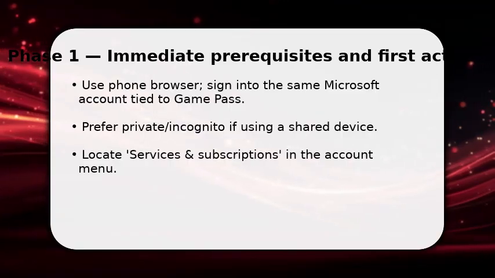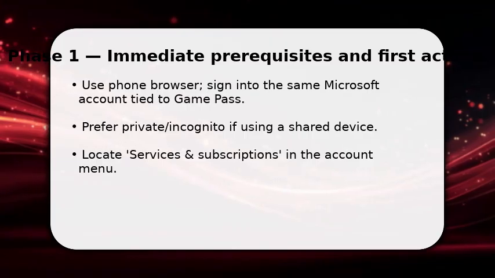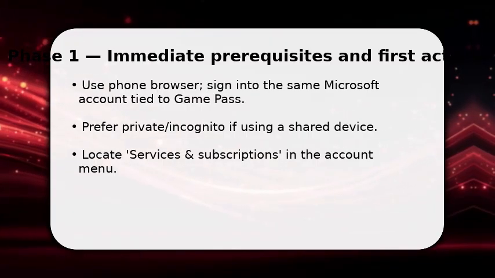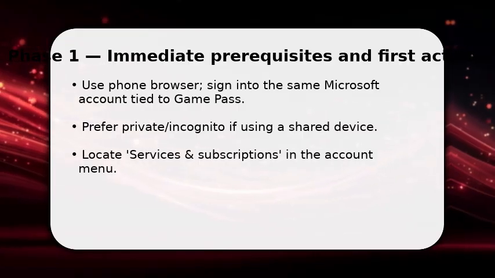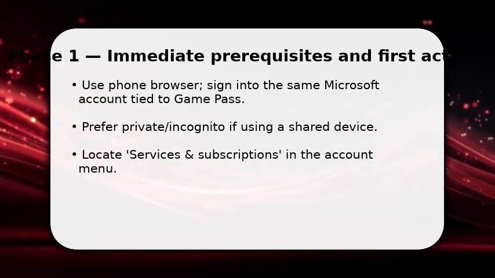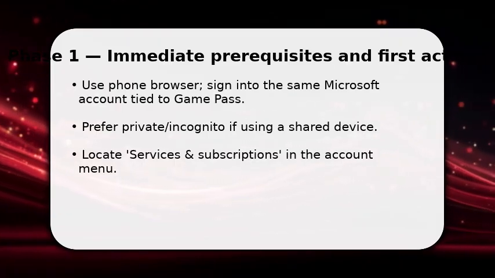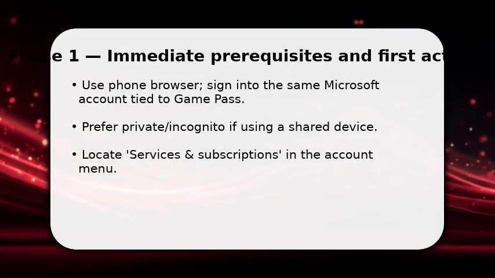You start on your phone by opening a browser and signing into your Microsoft account, the one that pays for Game Pass. Once signed in, tap the profile icon, then choose Account or My Microsoft Account. Make sure you reach Services and Subscriptions. This page lists active subscriptions so you can control billing immediately.